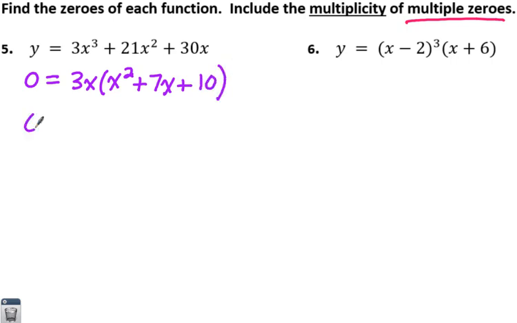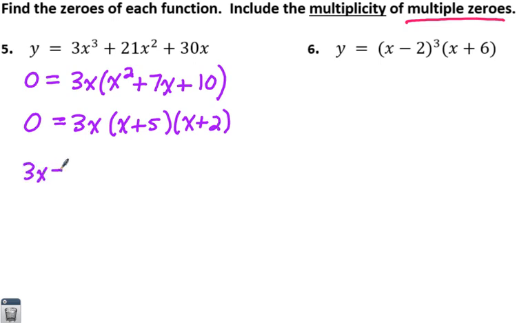But this can keep factoring, okay? This x squared plus 7x plus 10 can be unfoiled into x plus 5 times x plus 2. And now that it's all factored, now we can set each factor, including the GCF, equal to 0. So 3x would equal 0, or x plus 5 would equal 0, or x plus 2 would equal 0.